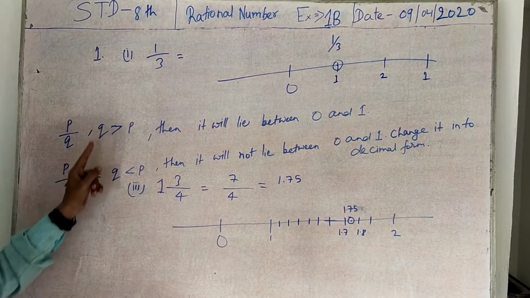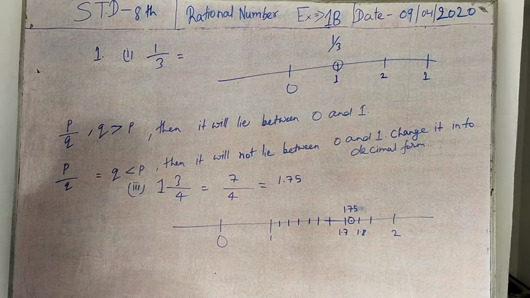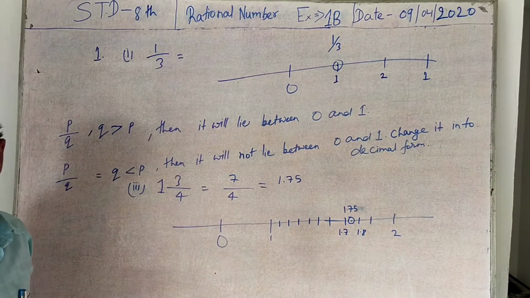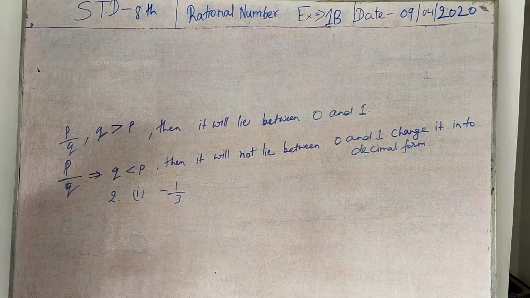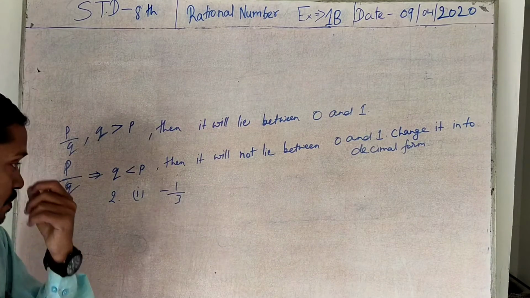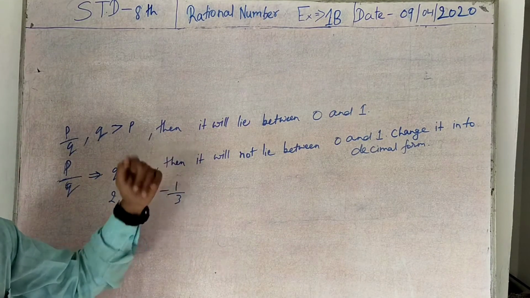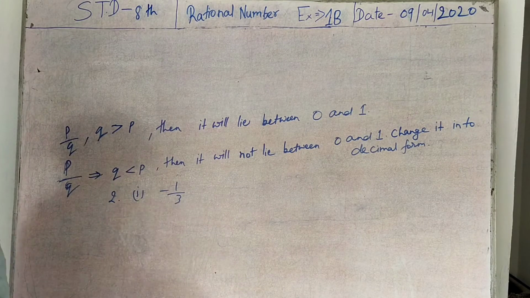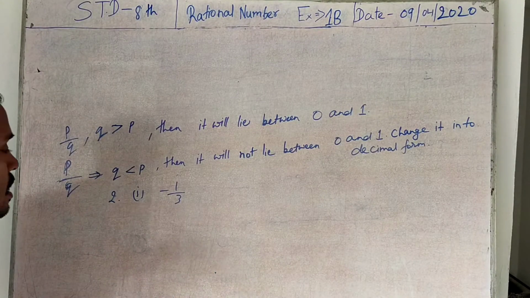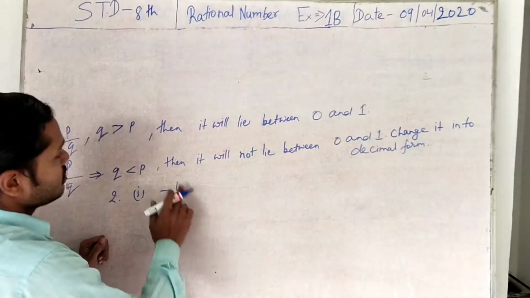According to this one, you have to solve all the questions of question number 1. Now listen, we are moving to question number 2. First question, minus 1 by 3. According to the first question, plus 1 by 3 is given. We are solving minus 1 by 3. Clear? Same to same, that will be the right side. Now we are solving the left side. Clear?